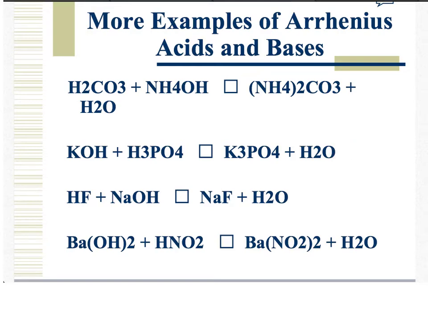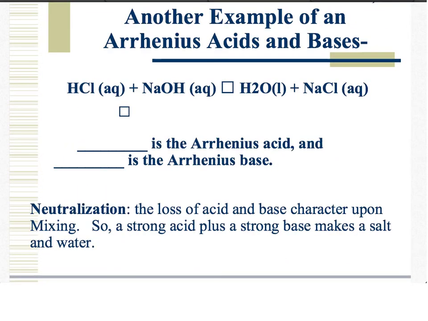Good. Hopefully you just took a moment and found this out. KOH is a base. H3PO4 is an acid. This is a salt, water. HF, presence of H, acid. OH- and NaOH, base, salt, water. This is barium hydroxide, base. HNO2, acid, salt, water.